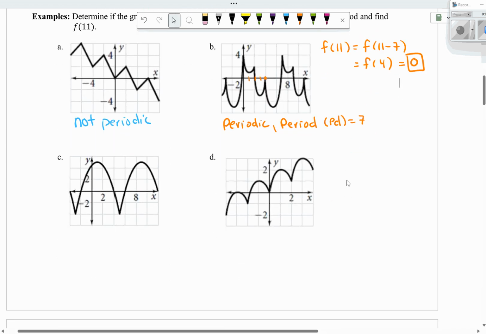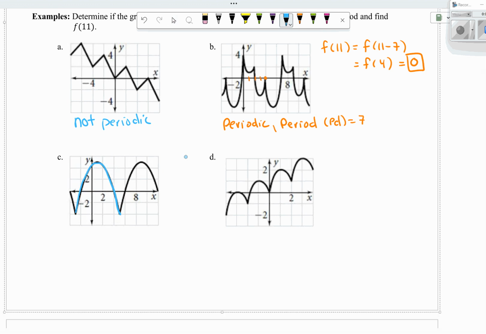Looking at C, again we're looking to see the horizontal length of one cycle of the repeating pattern. Again, you can start anywhere. It looks like the easiest place to start with this one would be here. We can see that if I take that pattern and move it over, it would be repeating. So what is the distance of this? Again, it looks like our x-axis is going by 2.